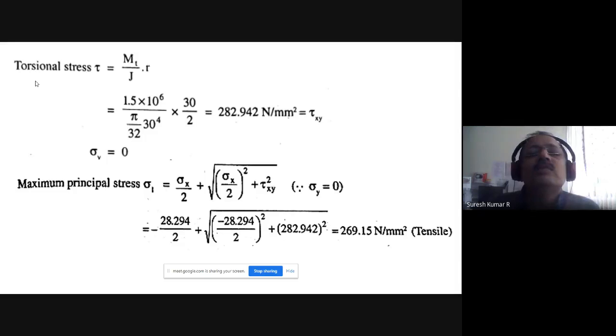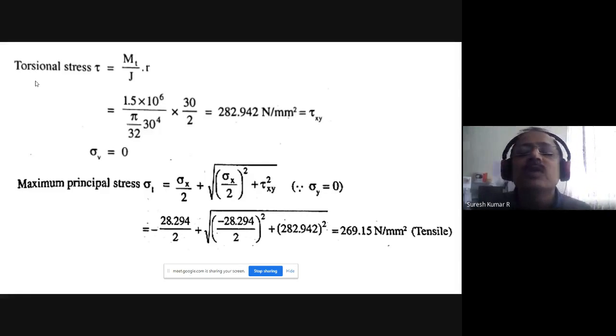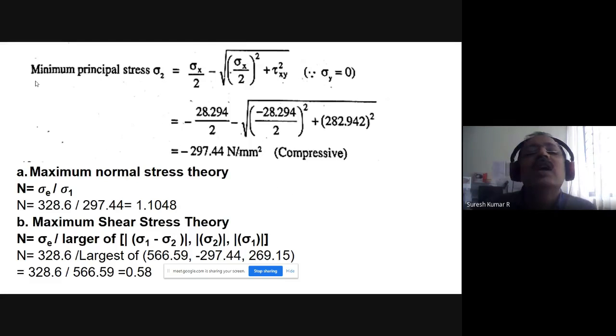Sigma 2 is equal to (sigma x plus sigma y)/2 minus root of ((sigma x minus sigma y)/2) whole square plus tau xy square. Here the only thing is sigma y is 0. By doing that, I get the values of sigma 1 and sigma 2. Now, by sorting it out and applying that rule as done in the previous case, we get, for the maximum normal stress theory, sigma E by sigma 1. I get the factor of safety.